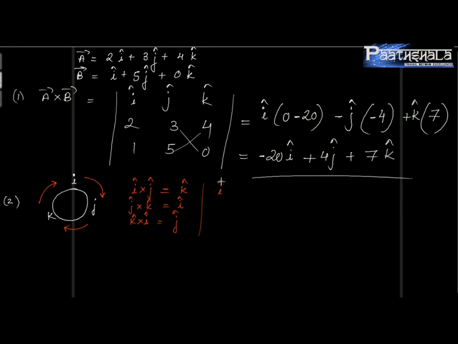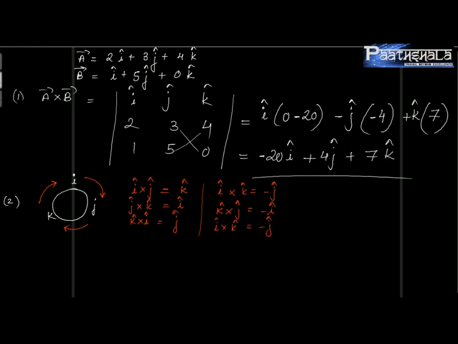Similarly, i cross k is equal to minus j. If you go counterclockwise, then you'll have to add or insert a negative sign. k cross j is equal to minus i, and i cross k is equal to minus j.